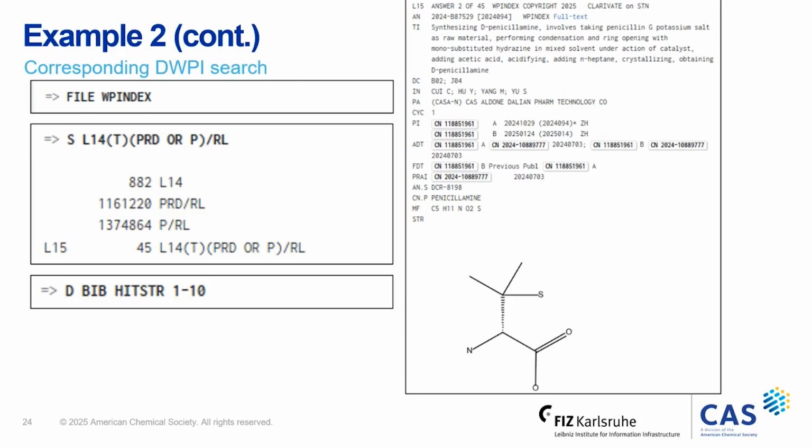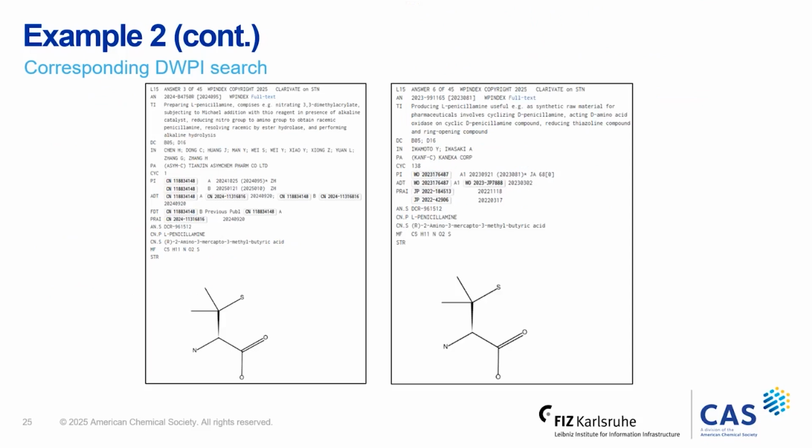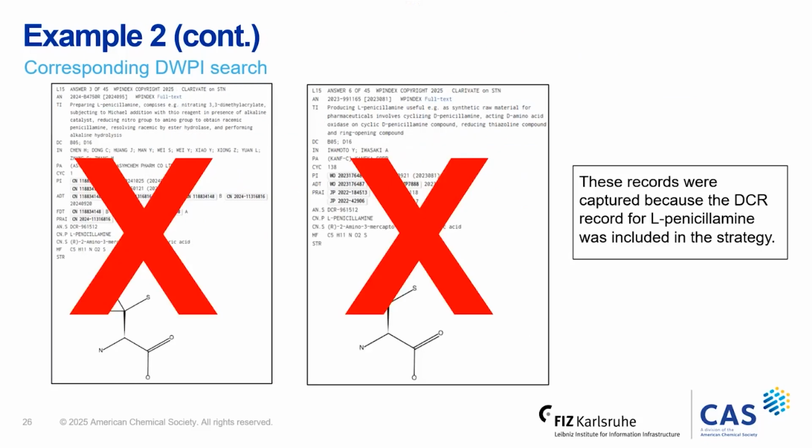And some of these look really good. I look at the title of this record here, and you can see it says synthesizing D-penicillamine. That's exactly the record that I'm looking for. So this is perfect. Strategy's working well. And I look at a couple more of these records, and these are preparing the L version. Not really what I want. And again, you can see here in the hit structures that it is talking about L-penicillamine.